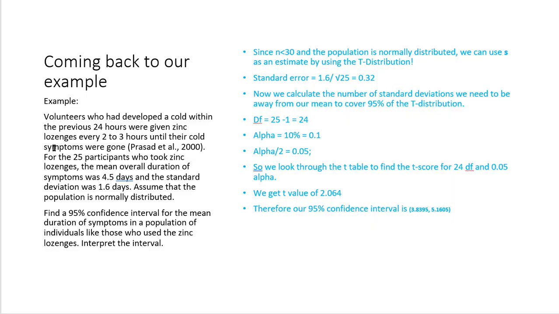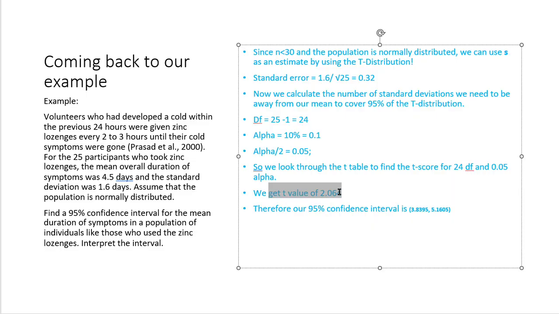And back to our question. So we get a t-value of 2.64, and then we can use that to calculate our confidence interval, which ends up being this range. So we can be 95% confident that our true mean is between these two values. And that's about it. That should cover all the concepts for confidence intervals and t-values.